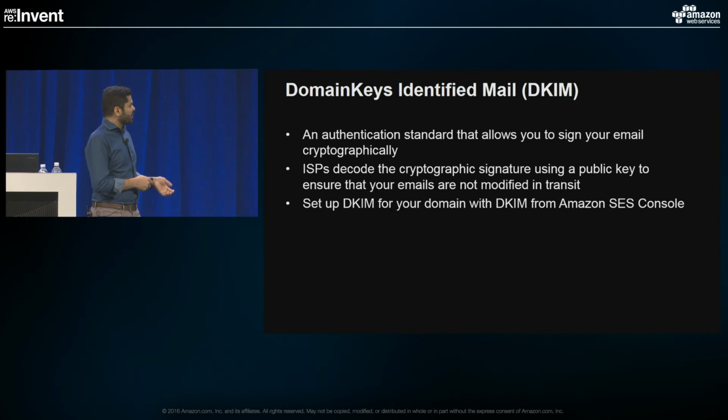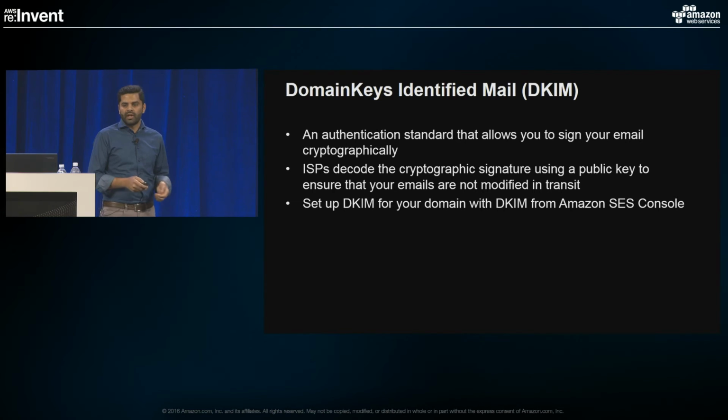From the Amazon SES console, we will give you 3 CNAME records, which you have to add to your DNS. And we will automatically detect it for you, and we will send you a notification once we detect that. In that email, go back to the Amazon SES console and then enable it. You are ready to send DKIM-signed emails.